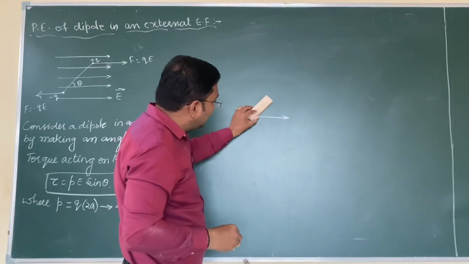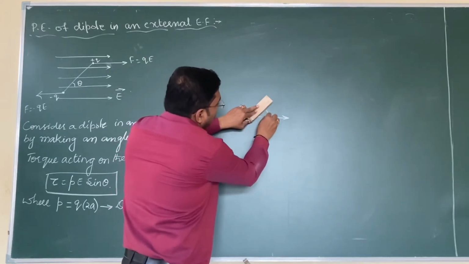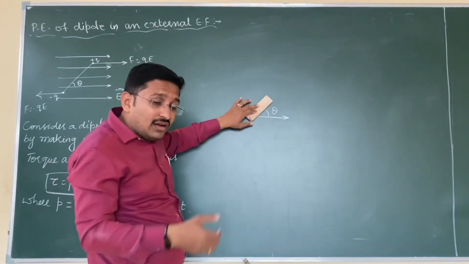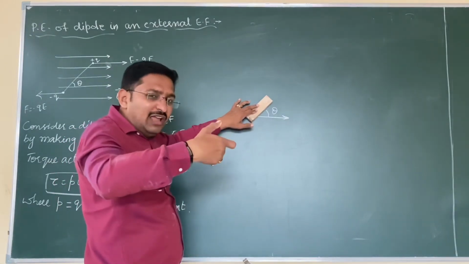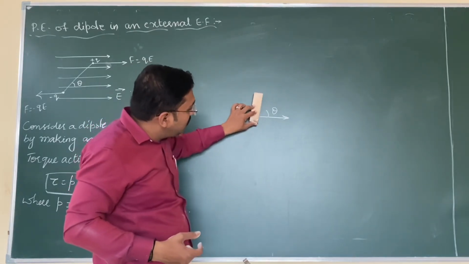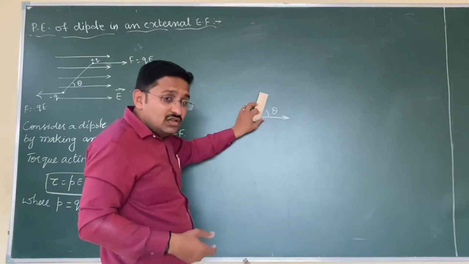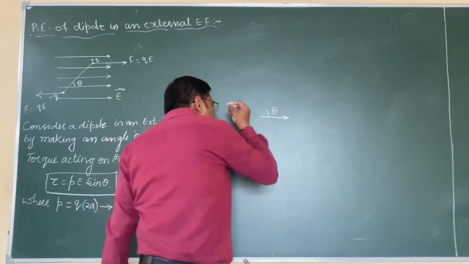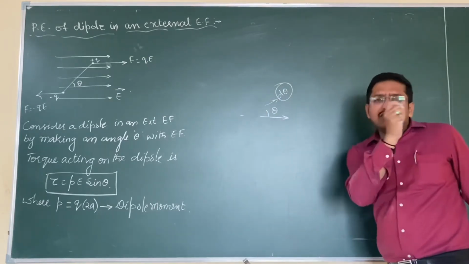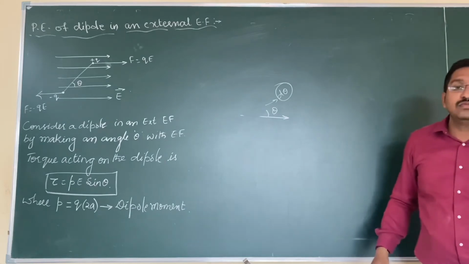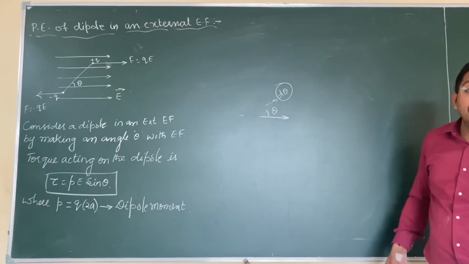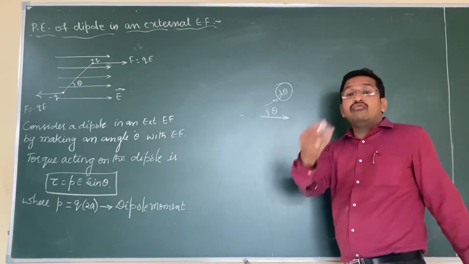Okay, it makes an angle theta with the dipole. Now, if you want to tilt that dipole, you are rotating the dipole. If you want to rotate this dipole, the angle changes. Suppose the angle changes even by a small angle d theta, assume it changes by d theta. Now there is work done on that.